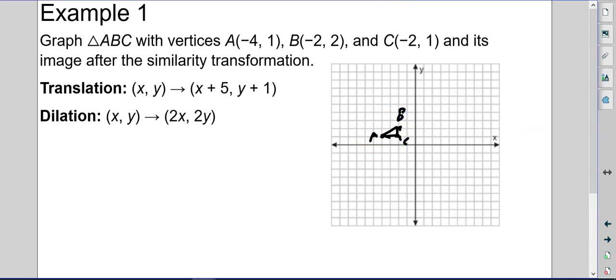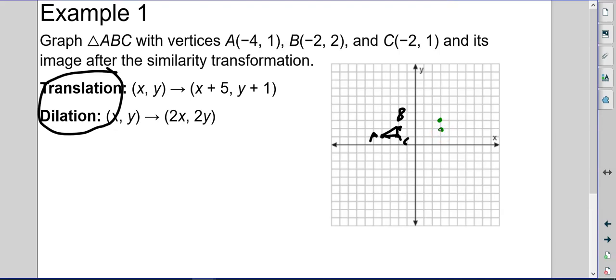Okay? Now, notice we're doing composition. We're doing two different things. So firstly, we're going to add 5 to x and add 1 to y. So in other words, we are going to move this 5 spaces to the right and 1 up. I'm going to start with B because it's the highest one and it'll be out of the way. So I'm going to go 1, 2, 3, 4, 5 to the right and up 1. C is going to be right underneath it. 1, 2, 3, 4, 5 and up 1.